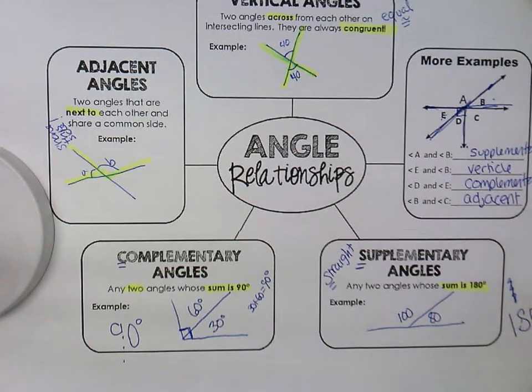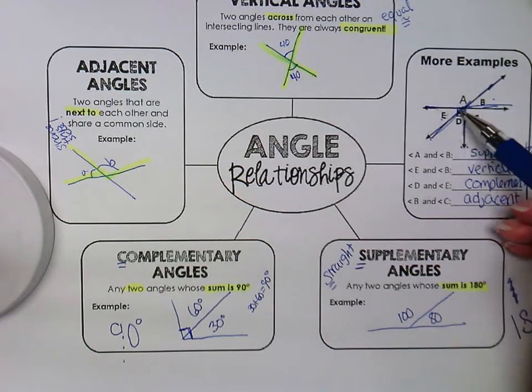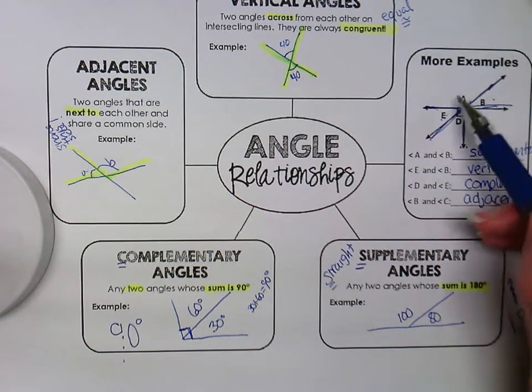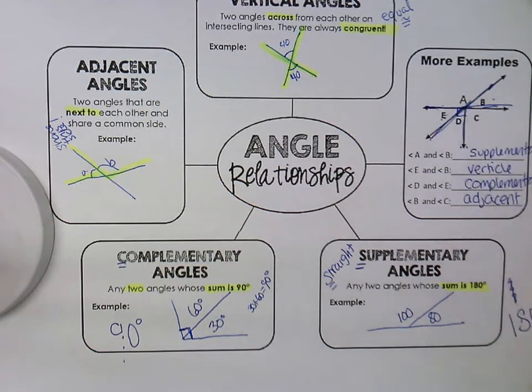Now, it's important when we're thinking about adjacent angles to realize that in this case, when we had D and E, they were complementary, but they're also adjacent. When we had A and B, they are supplementary, but they're also adjacent. Vertical angles are never, ever adjacent.